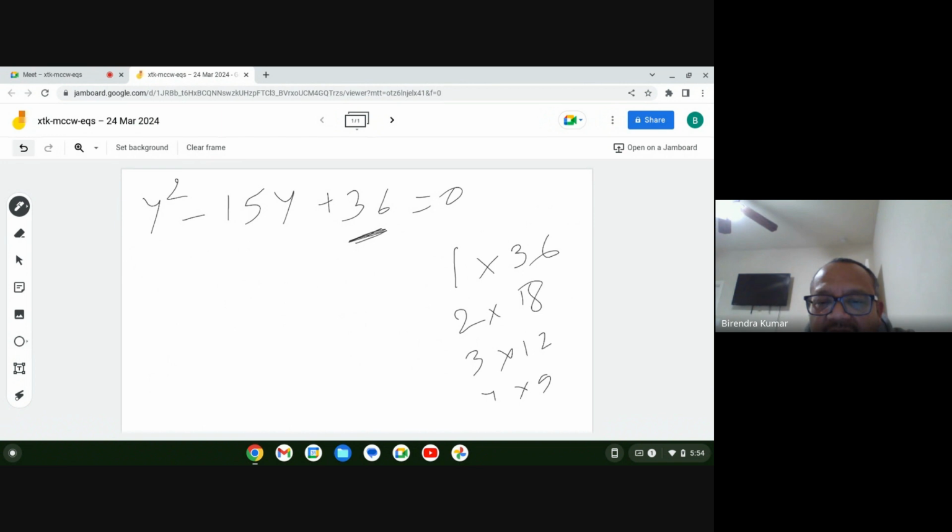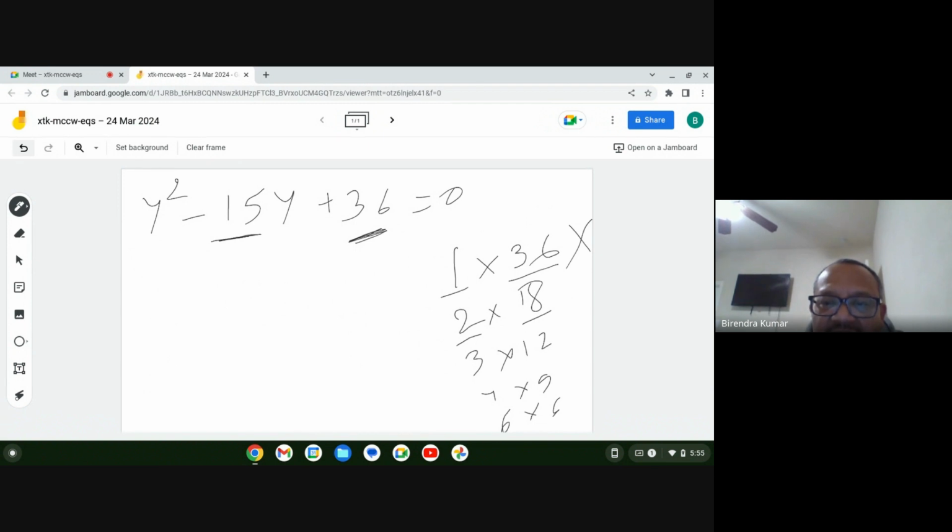I can say 6 into 6. I think that's it. Now look at different combinations. If I add 1 and 36, it is 37. Here I have 15y. No, this one doesn't look like an option.